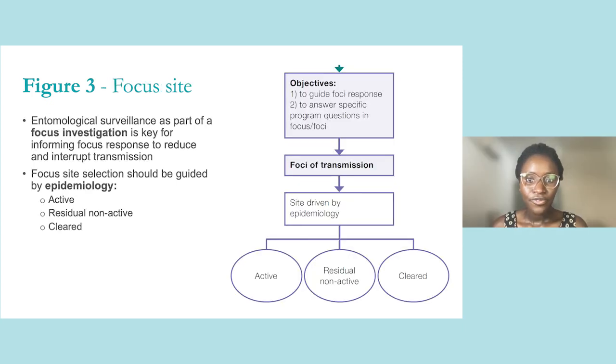The middle branch of Figure 3 deals with foci of transmission, which I remind you are areas that are considered to have the continuous or intermittent epidemiological factors conducive to possible and/or existing malaria transmission. Theoretically, each new focus of transmission should be investigated, and each focus site is classified and its status updated continuously. A site with active transmission is a focus site where malaria transmission is ongoing. A residual non-active site is a focus site where transmission was interrupted recently, that is, in the last 1 to 3 years. And a cleared site is a focus with no local transmission for over 3 years.